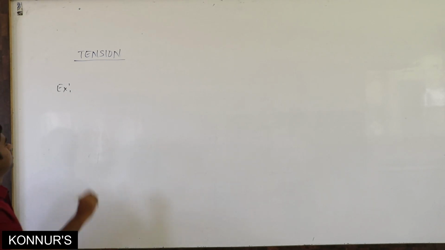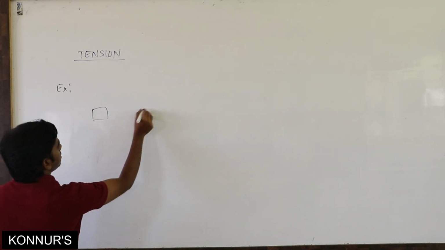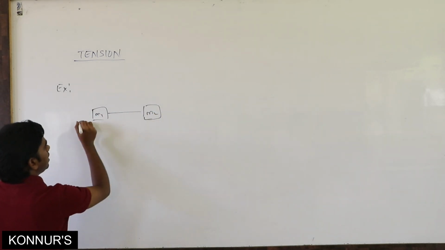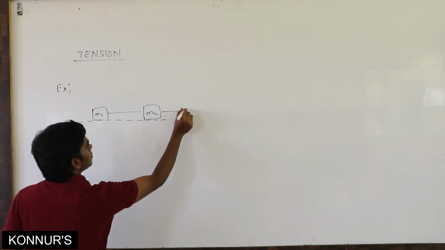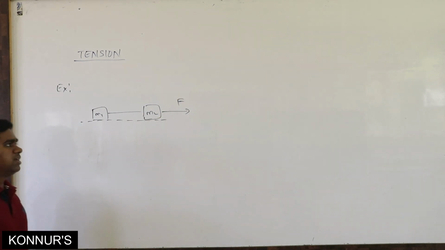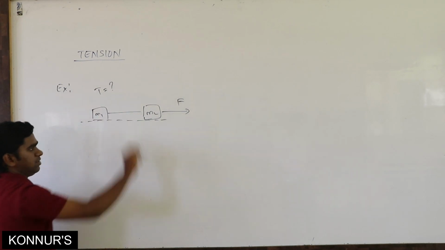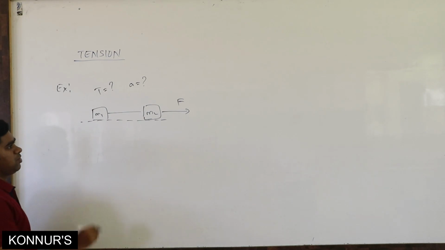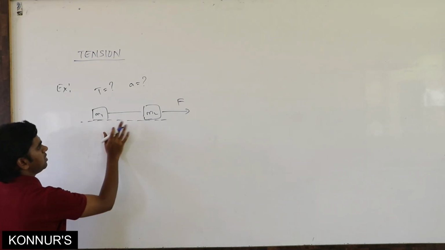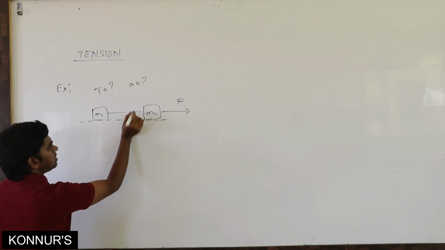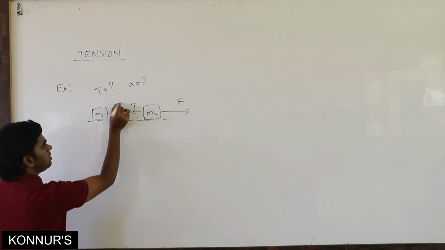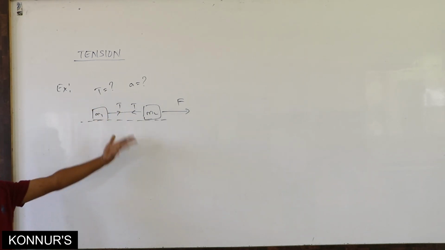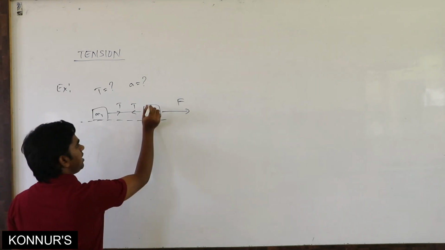Now take an example. Suppose two bodies are there. Body M1 is connected with body M2. If a force F is acting in this direction, they may ask what will be the tension, or they may ask what will be the acceleration. Then we have to write the net force on the bodies. So what will be the tension direction? With respect to M1 it is here. Since it is connected between two bodies, the tension is going to be the same. It is not T1 and T2. So write F net on this one.